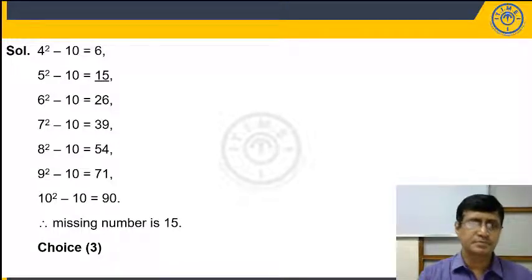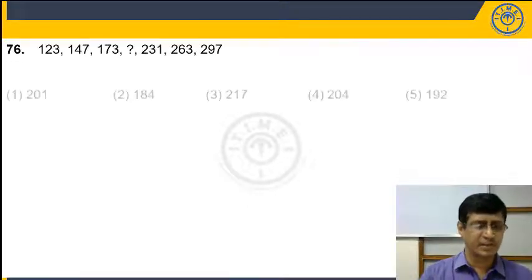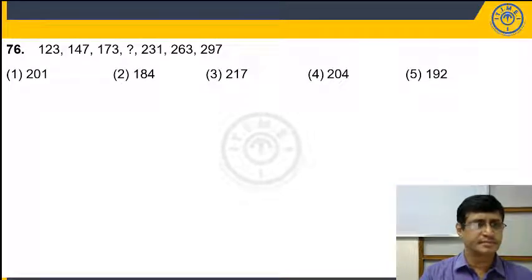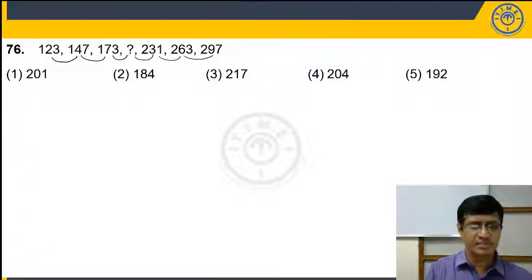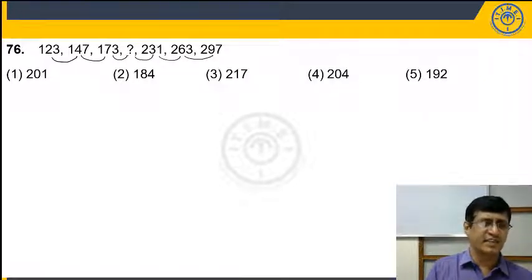Okay, now look at the next example on your screen. 123, 147, 173, question mark, 231, 263, 297. So what is the next number for this? Just observe the difference here. First observe the difference. 123 and 147, the difference is plus 24.